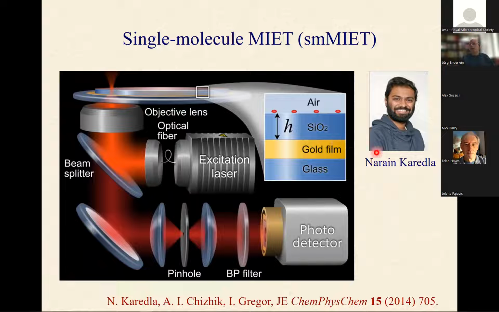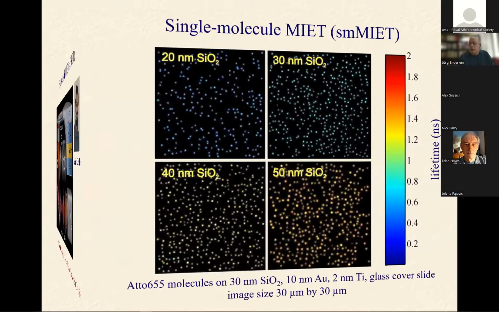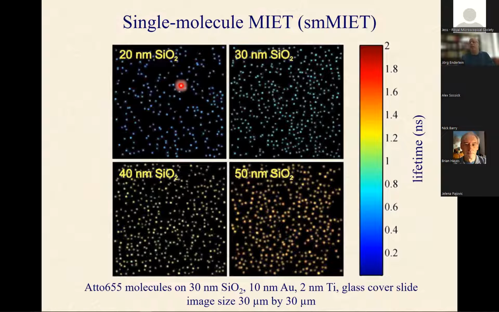So then Narayan, at the time my PhD student, did the experiments. He again prepared some very well-defined test samples with a well-defined spacer of silicon dioxide. And then on top of them, he positioned single molecules at very low concentration. And the result is shown here in the next slide. What you see here are 4 different measurements with 4 different distances between the molecules and the metal.